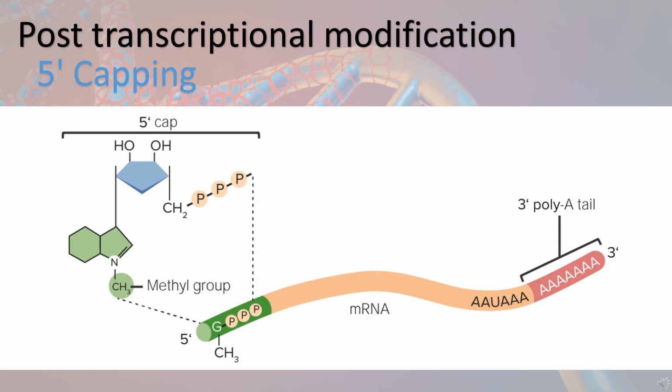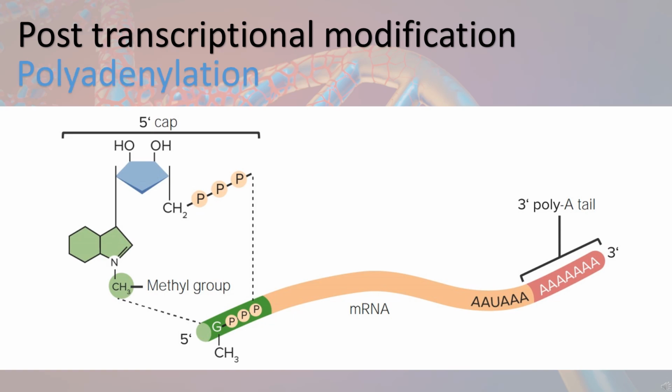Step 1 is 5' capping. A specialized, modified guanine nucleotide is attached like a hard hat to the front, or 5' end, of the RNA strand. This cap serves 2 critical roles. It protects the delicate RNA molecule from being chopped up by cellular enzymes, and it acts as a recognition handle so ribosomes know exactly where to attach later on.